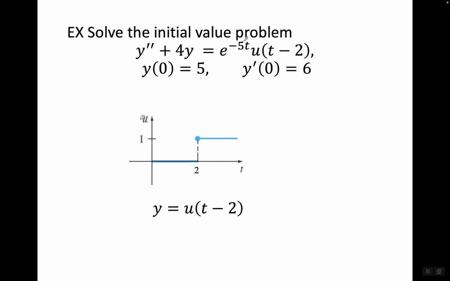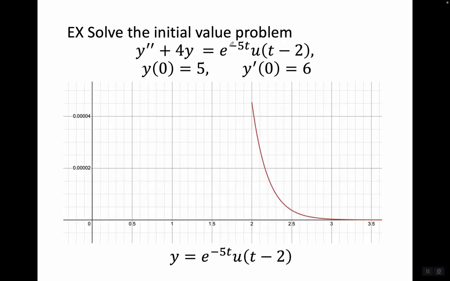But we don't have u of t minus 2, we have e to the negative 5t u of t minus 2. Here's what that looks like. It's 0 until you get to 2, and then at 2 it jumps to e to the negative 5t times 1, or in other words, just e to the negative 5t. So basically this function is like e to the negative 5t, but it starts at 2.